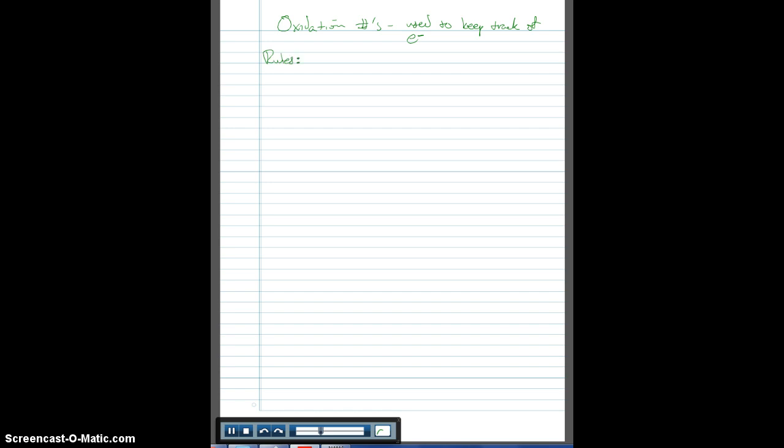And these rules are kind of arbitrary. They're just rules that only apply for oxidation numbers, although you see there's going to be a little overlap in some other things.